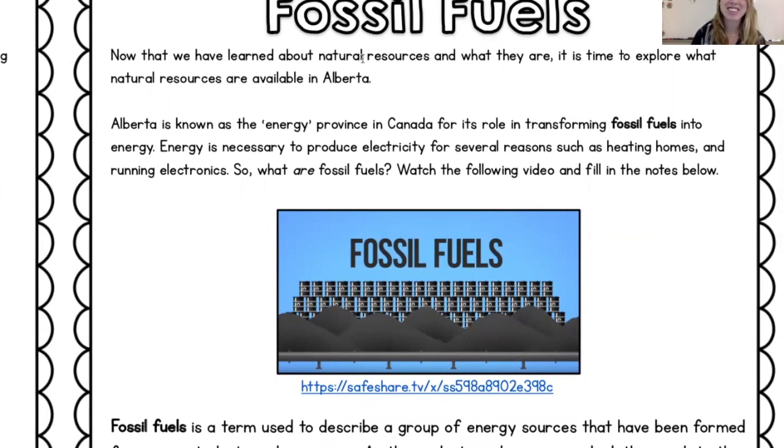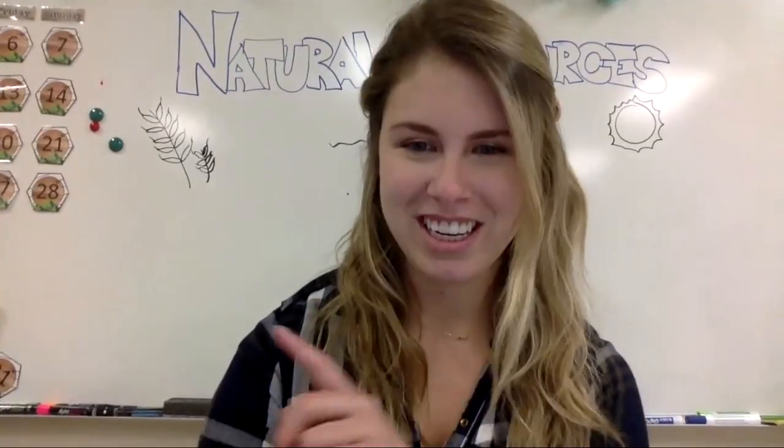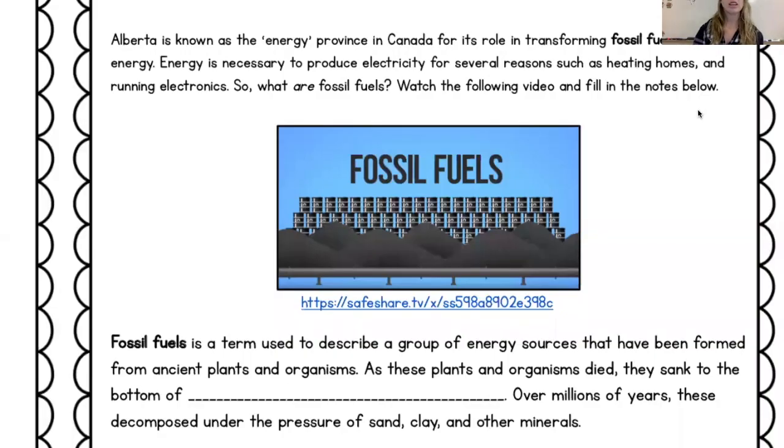Now that we have learned about natural resources and what they are, it is time to explore what natural resources are available in Alberta. Alberta is known as the energy province in Canada for its role in transforming fossil fuels into energy. So Alberta is a pretty big deal in Canada. We provide a lot of energy to the rest of the country.